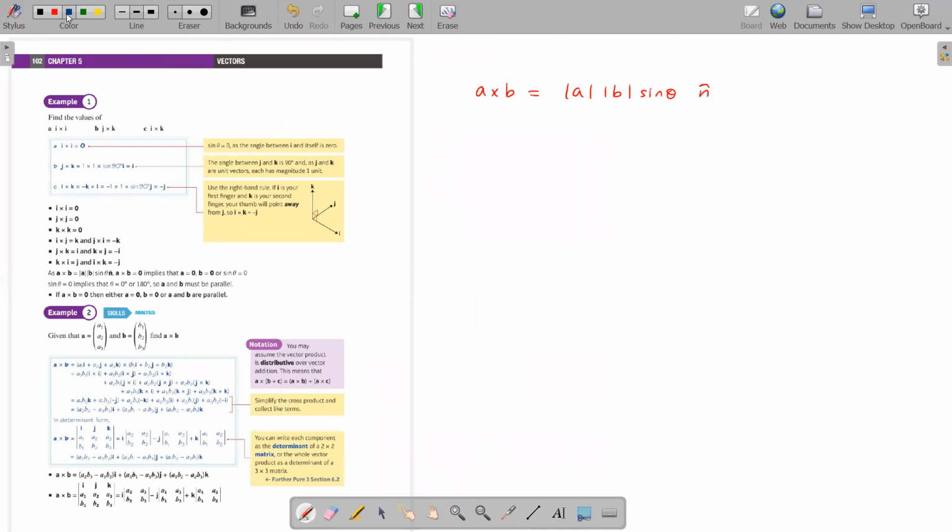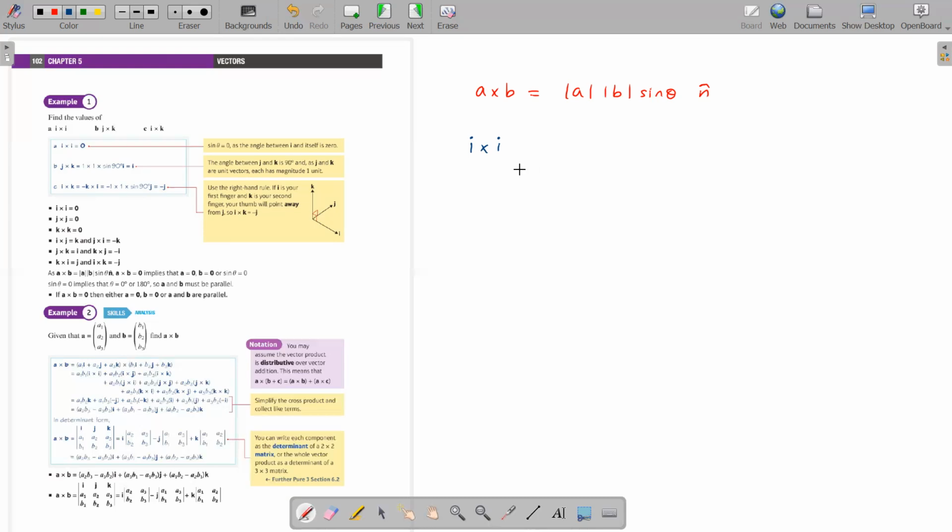Now let's say we are going to consider the cross product of I cross I. Now you know who is I? I is a unit vector along the x-axis. I, J, K: I is a unit vector along the x-axis, J is a unit vector along the y-axis, and K is a unit vector along the z-axis.